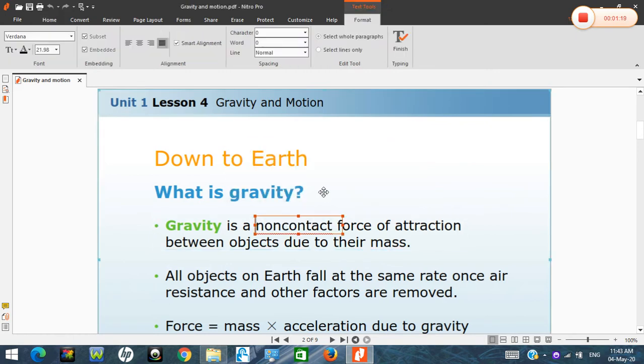And we explained the difference between the two types. Contact force means the surfaces or objects are touching each other, like friction force, like force of inertia. And non-contact force, there is no touching between the surfaces of the objects, like gravity. Okay?